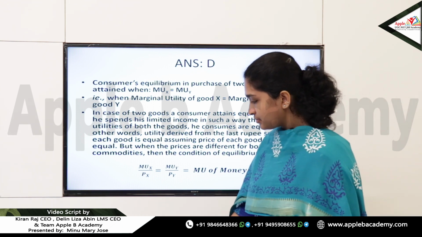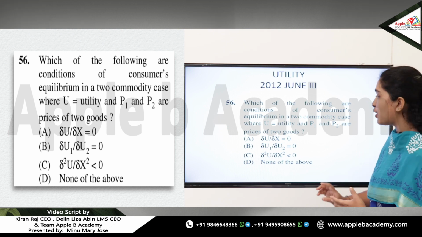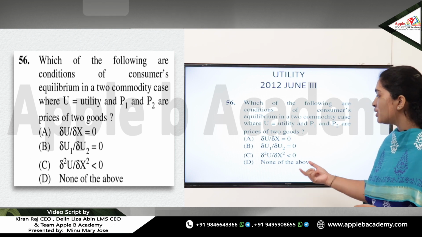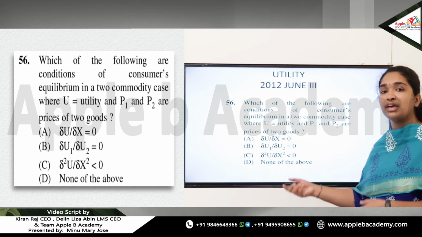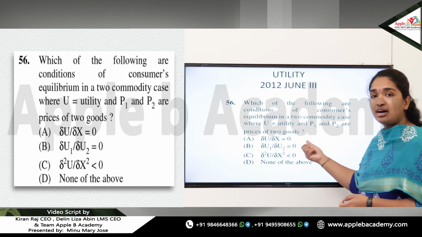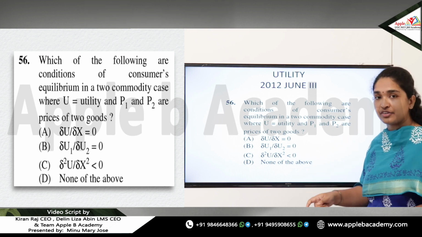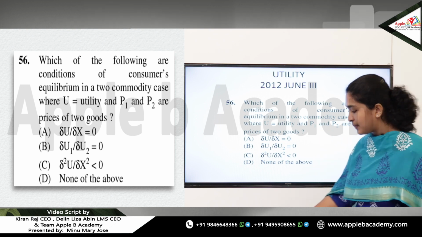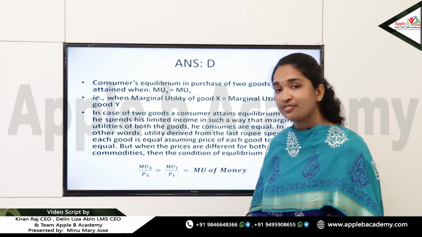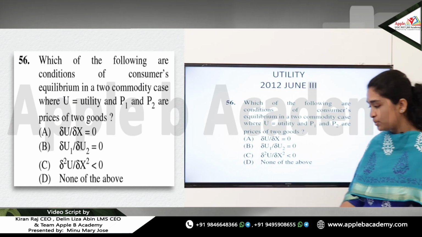So here, not even one of the options given is in this format, or it should have been like MUX by MUY is equal to 0. So MUX should be equal to MUY, and also it is given that P1 and P2 are different prices. So this is a case where the prices of two commodities are different. So none of these options match with the equilibrium conditions that we have discussed here. So the answer for this question would be option D, none of the above.